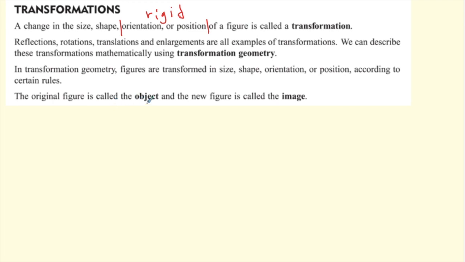The original figure is called the object. So this is the original. And a new figure is called the image. So this one's our new one. I do think a good way to remember this is if I have an original and I take a picture of it, that's my new one, my image. So object is the original, image is the new one.